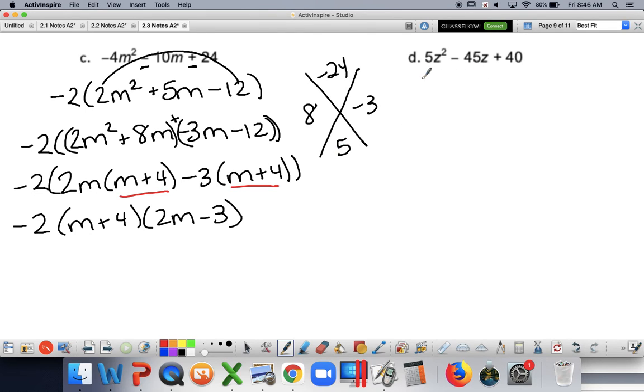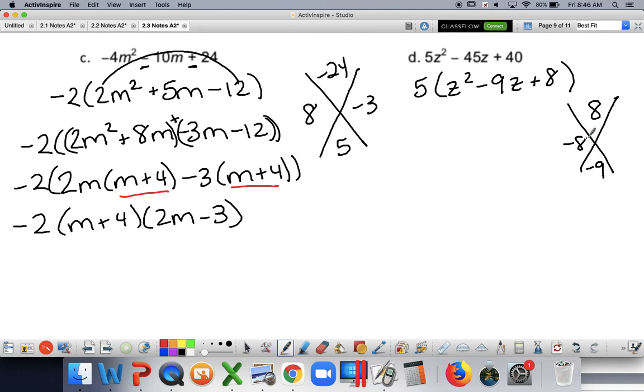In letter D, I'm going to take out my GCF. And when I do that, notice I only have a 1z squared, which means I don't need to go through the whole process. Okay? Because I have a 1z squared, I can immediately jump down and realize that these numbers here are factors because I was working with a 1z squared. If I had a 2z squared or a 3z squared, I would have to keep going through the process.